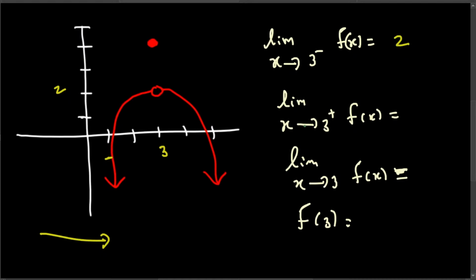Now the limit as x approaches 3 from the right side. What's the y value? When it comes from the right side, which graph is going to meet first? It's the same graph and the same value at x equal to 3, that's 2.